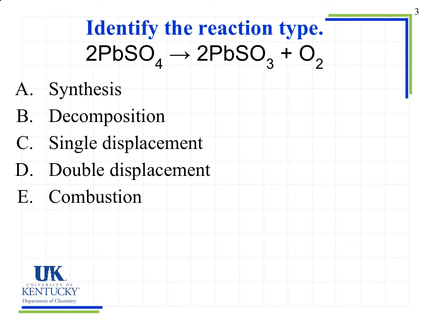Here we have 2 lead sulfate going to 2 lead sulfite and oxygen. And this is a decomposition reaction because we are breaking down one larger substance into 2 smaller substances. Remember that we don't have to break it all the way to the elements, although sometimes we will, but we just have to break it into smaller molecules to be a decomposition reaction.